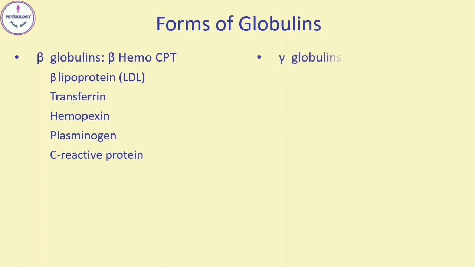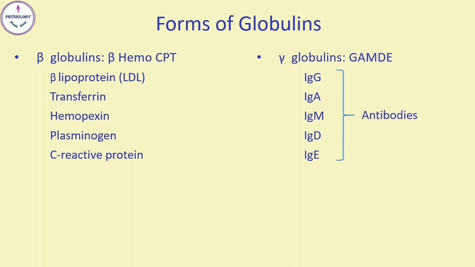Next are gamma globulins. Clinically significant of them are immunoglobulins, which are of 5 types: IgG, IgA, IgM, IgD and IgE. They are also known as antibodies. These immunoglobulins will be covered in separate video later.